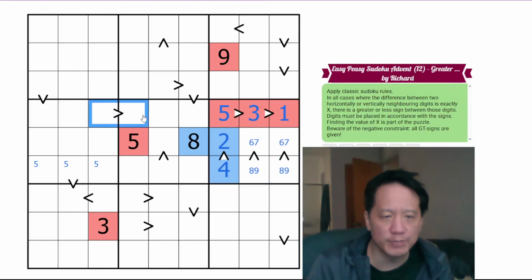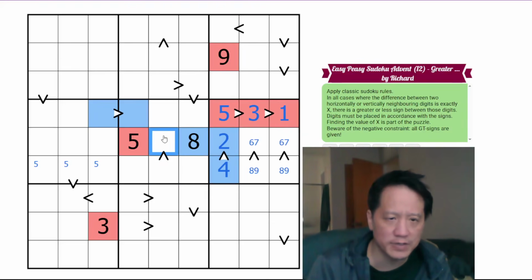If this were both odd, that would be 9 and 7, and that would have a difference of 2, so that's not possible. So these are both even. What else do we have? This, if this is even, it would have to be 6 and 4. That's possible.